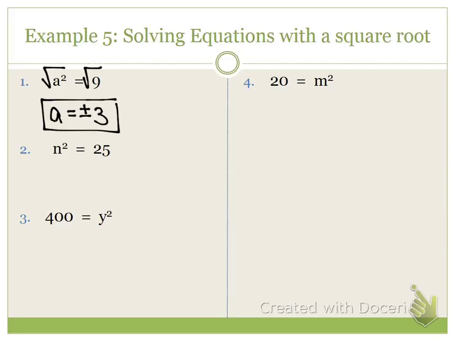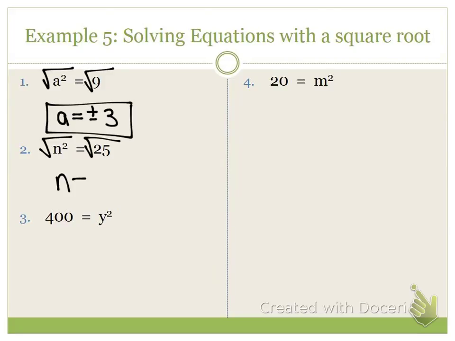So go ahead and do the second one now. N squared equals 25. Make sure you show your work. All right, so we take the square root of both sides, and n equals what? Positive and negative 5. Square root of 25.